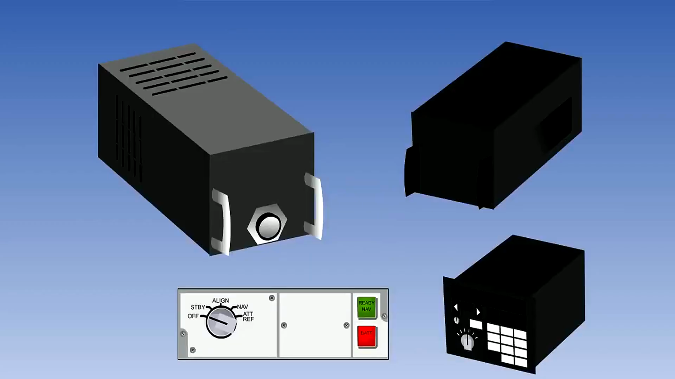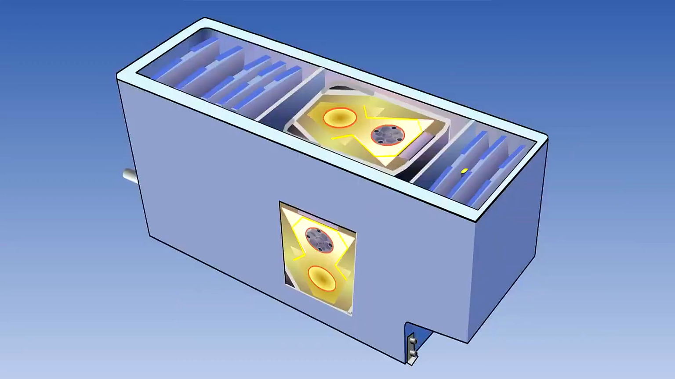In order to illustrate the principles of operation, we are going to look at 1970s style technology of INS. However, later lessons will develop these ideas to go on to the more modern IRS.